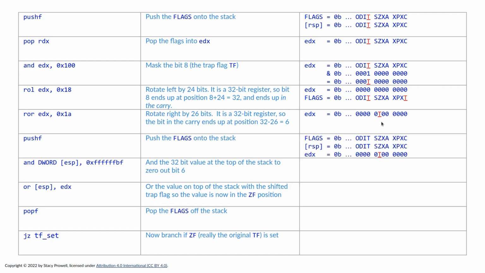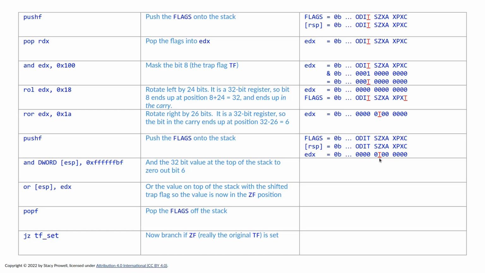Fine. Then they push flags onto the stack. So the whole flags register goes back onto the stack again. There it is. So it's in flags. Now it's on the stack. EDX contains a bunch of zeros, maybe with a 1 in the position of the 0 flag if the trap flag was set.